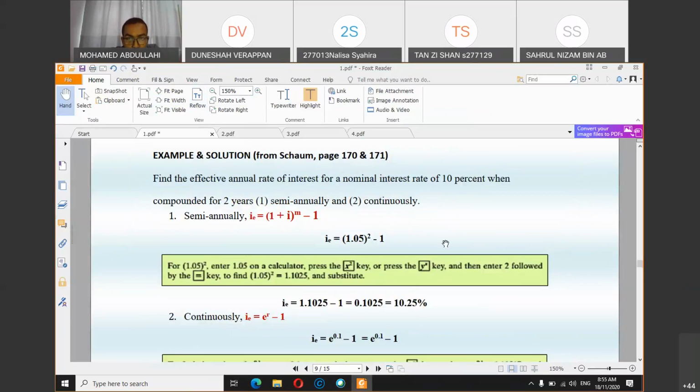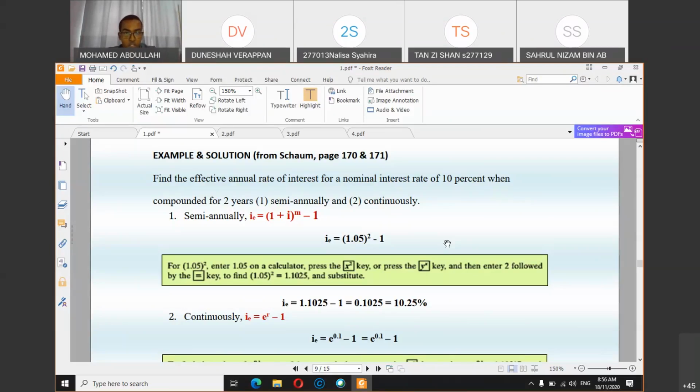We use the power 2 minus 1, so 1.05 power 2 minus 1. For the 10%, we change it into decimal form by dividing by 100, so it will be 0.10. 1 plus I, the interest rate, gives 1.1025 minus 1, which is equal to 0.1025.